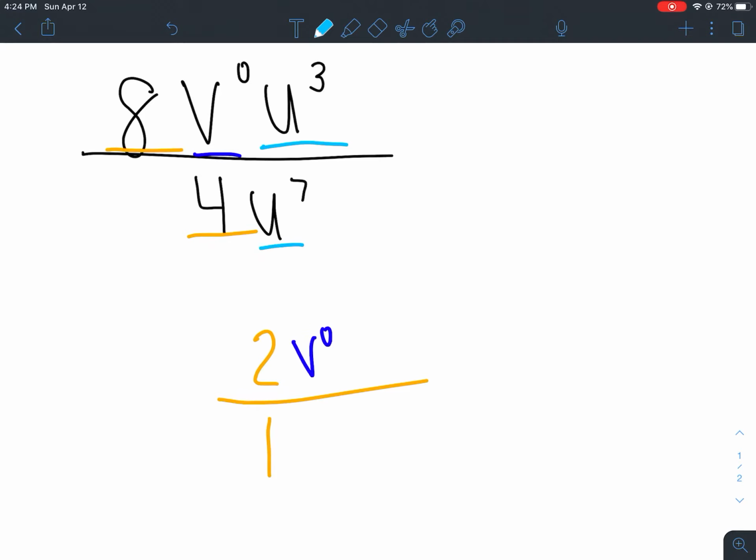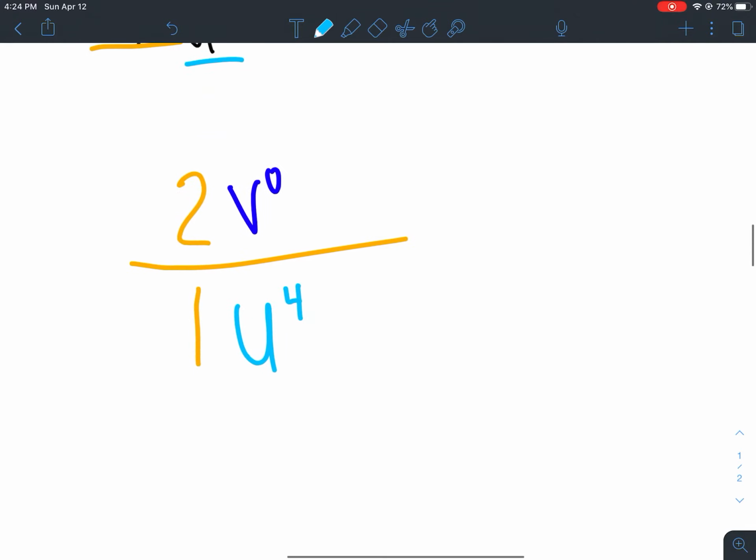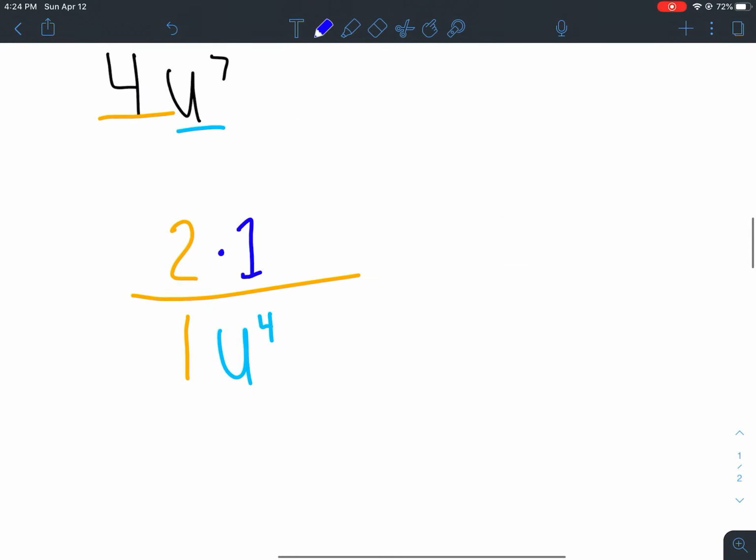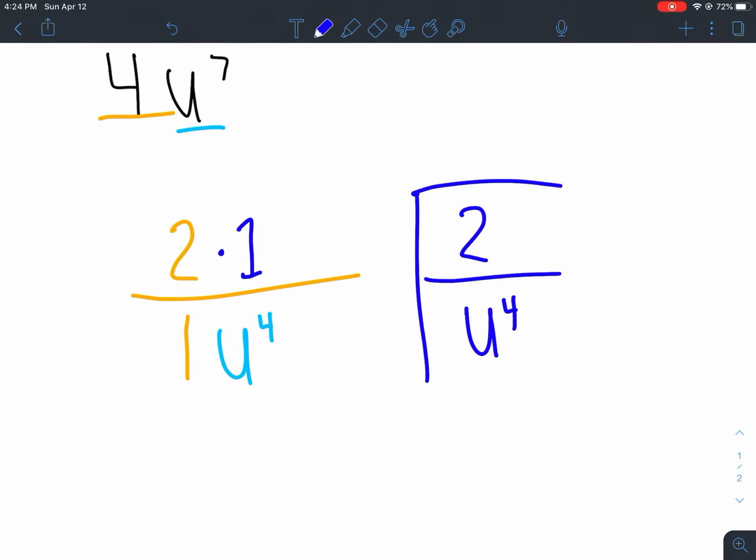And then I see that I have u's on both sides of my fraction, u to the third and u to the 7th. Where are there more u's? In the denominator. How many more? There's 4 more. 7 minus 3 is 4. Now, remember what I said. Anything raised to the power of 0 is equal to 1. So this actually is just times 1. Well, what's 2 times 1? 2. So you basically didn't even need it to be there.